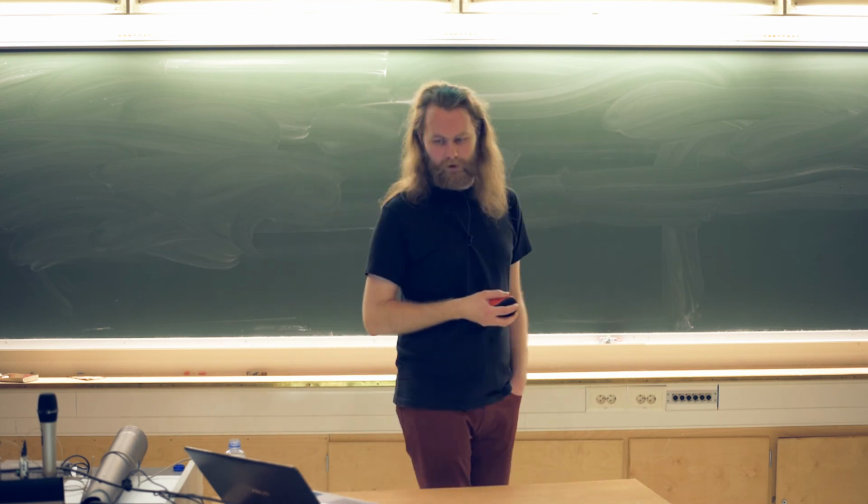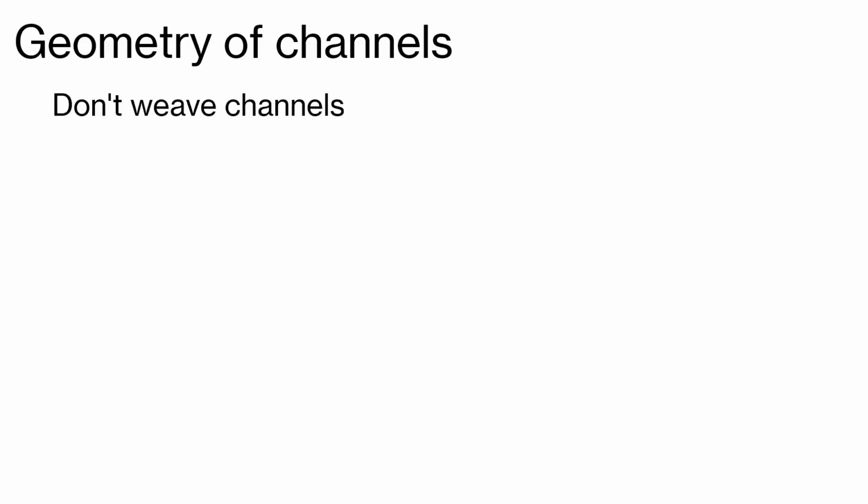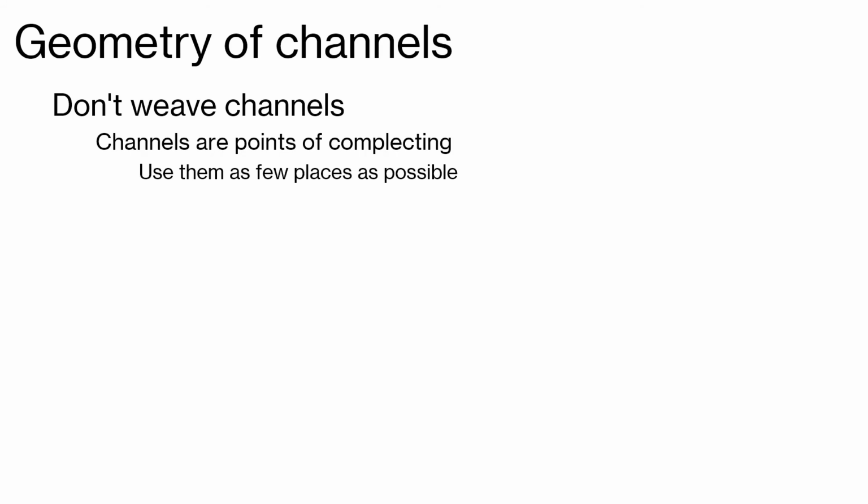So let's see if we can get some nice guidelines out of this one. Don't weave your channels. Don't pass your channels around more than absolutely strictly necessary. The channels are points of complecting. The channels are the things that weave your program together. Use them in as few places as possible. Read them once and only once, and that should be in your for select. Write to them once per case in this for select, at most. No more.